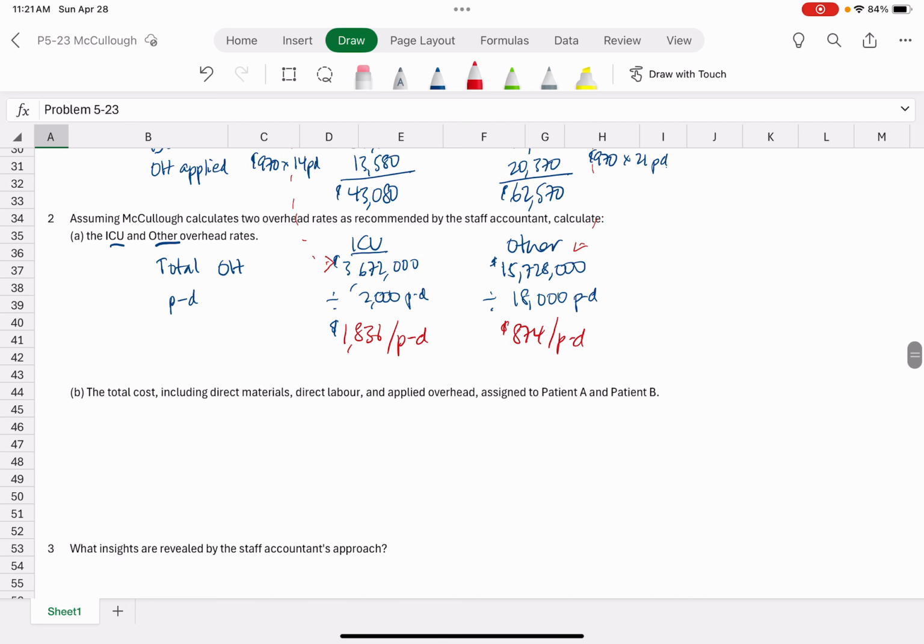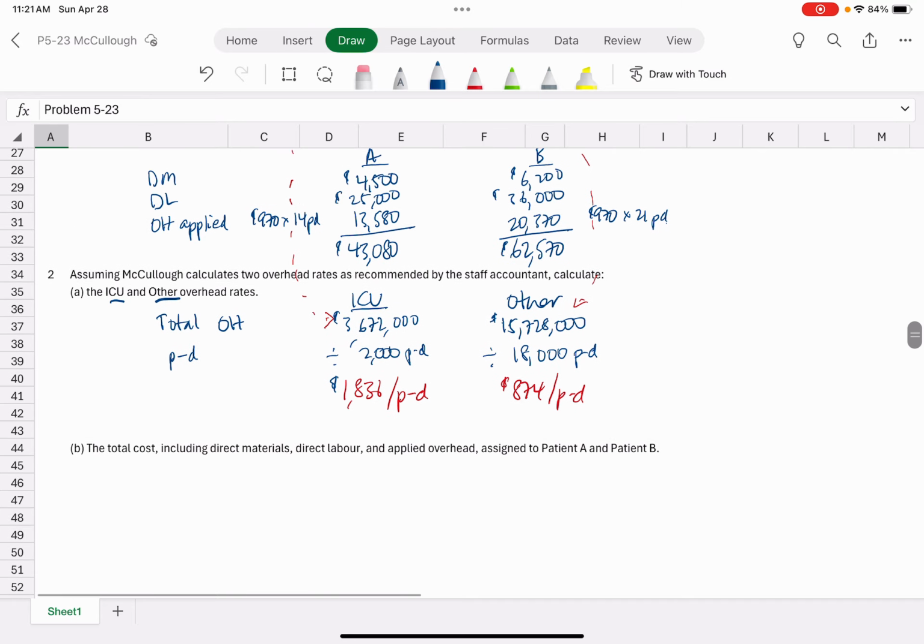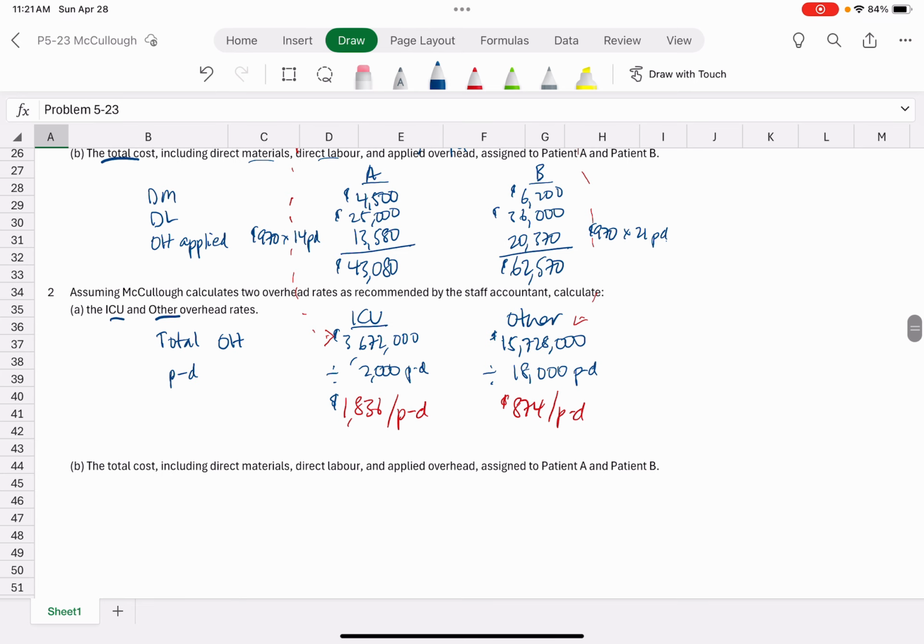Okay. Now let's recalculate the costs of caring for patient A and patient B. We have our DM and our DL. As we know, it's $4,500 and $6,200 for the direct materials. For the direct labor, it's $25,000 and $36,000.